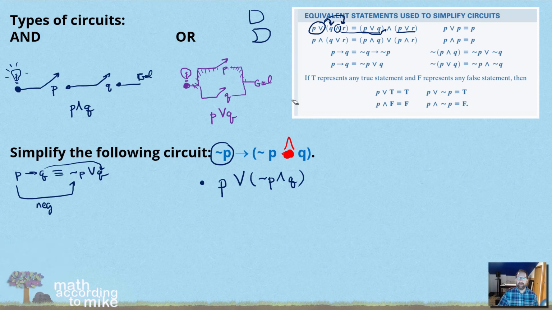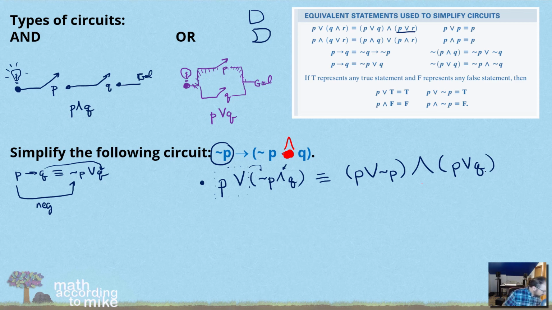I'm going to erase my stuff up here so it's easier to read. So we're going to quote-unquote distribute this P or through. So we will have the same thing as P or not P, and becomes the main connector there, P or Q. Excellent. All right, great.